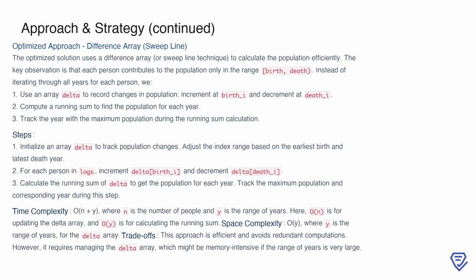Once we have this delta array, we compute a running sum to determine the population for each year efficiently. By doing so, we can also track the year with the maximum population during the running sum calculation. This method significantly reduces redundant computations. The time complexity is O(n + y), where n accounts for updating the delta array and y covers the running sum calculation. However, it does require O(y) space for the delta array, which can be a limitation if the year range is very large. Overall, this approach is highly efficient and scalable for most practical scenarios.